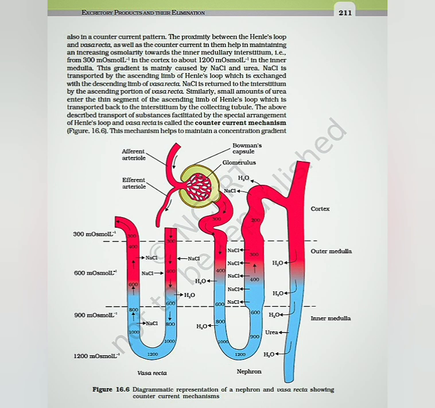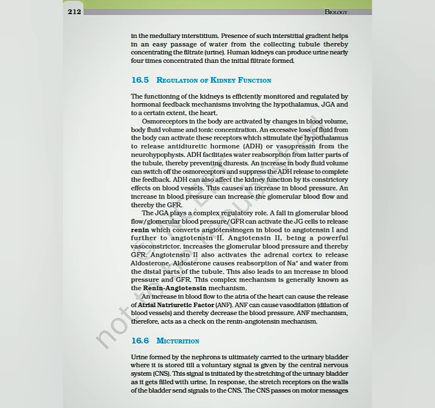The above described transport of substances, facilitated by the special arrangement of Henle's loop and vasa recta, is called the countercurrent mechanism. This mechanism helps to maintain a concentration gradient in the medullary interstitium. Presence of such an interstitial gradient helps in an easy passage of water from the collecting tubules, thereby concentrating the filtrate, urine. The human kidney can produce urine nearly 4 times more concentrated than the initial filtrate.